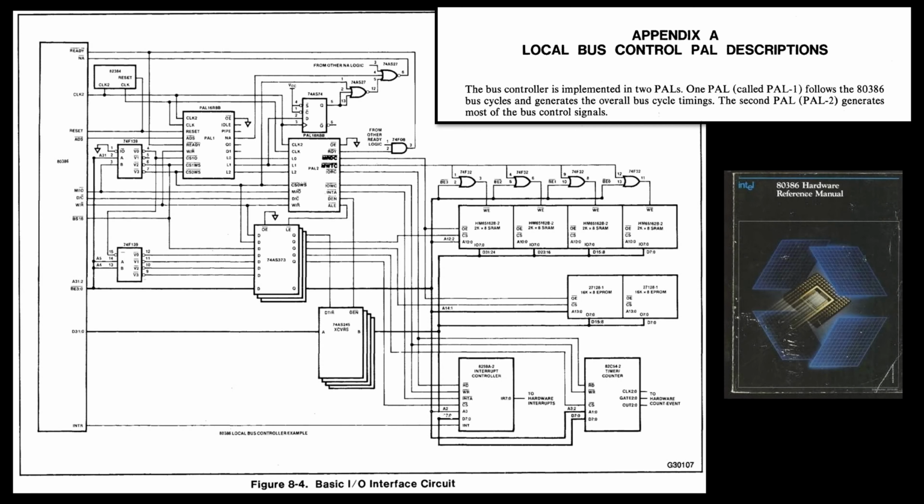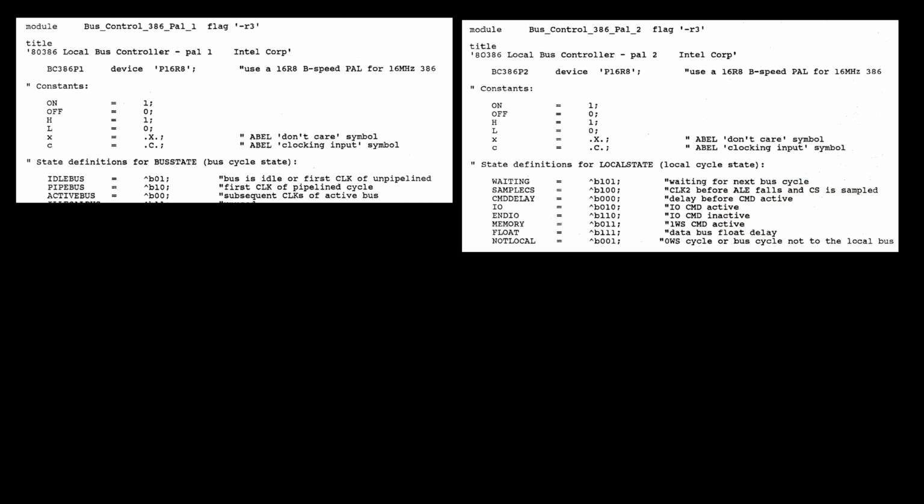Now, this diagram doesn't tell me what should happen inside of those chips, though. But what Intel does offer in the back of the hardware reference manual is code in a language called ABLE that basically tells me how to have that chip behave. Basically the code is describing how the hardware should behave. And so they give me these two sets of code, and this is just the beginning of the snippets. There are multiple pages for each one of them.